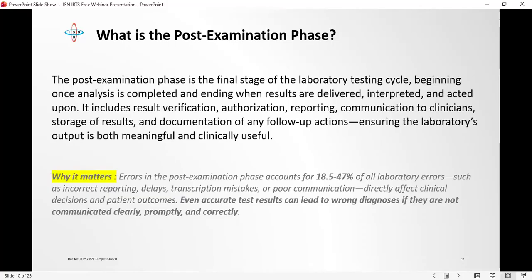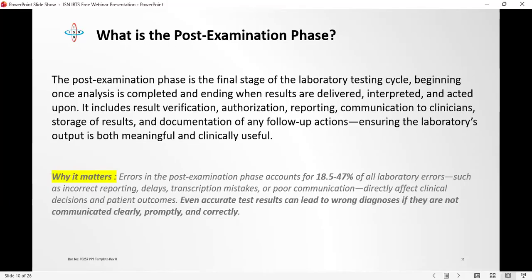It includes result verification, authorization, reporting, communication to clinicians, storage of results, and documentation of any follow-up action, maybe you need to repeat a testing, ensuring that the laboratory output is both meaningful and clinically useful. At the end of the day, we want to make sure that whatever result you're producing is clinically useful, not just technically correct, not just that your analyzer has given you a result and there are no flags. We want to make sure that the results you produce are clinically useful and actually show the state of the patient at that time.